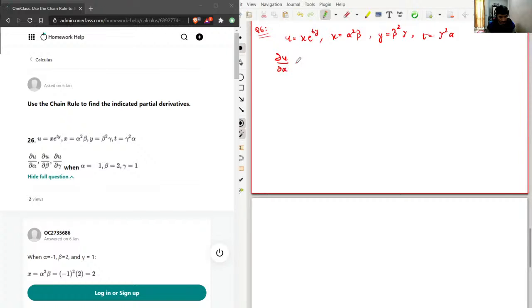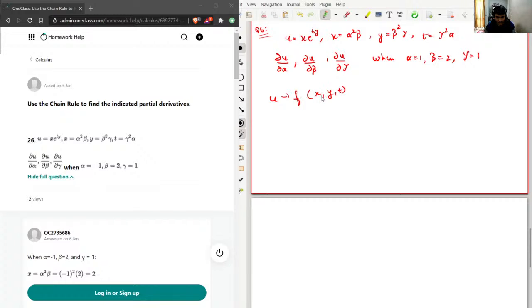And then we need to find del u by del alpha, del u by del beta, del u by del gamma when alpha equal to 1, beta equal to 2 and gamma equal to 1. Okay, so the thing is that we can clearly see that u is a function of x, y and t. And then x is a function of alpha beta, y is a function of beta gamma, and t is a function of gamma alpha.